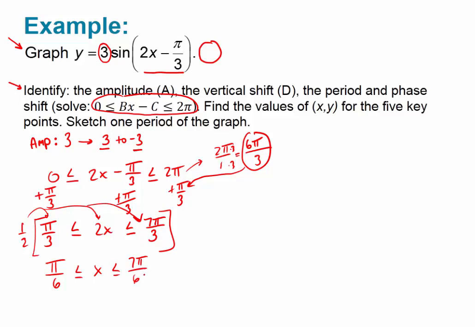So now that I've solved for x, this tells me that on my graph, I'm starting my graph at pi over 6 because it's been shifted to the right a little bit. And I'm ending my graph at 7 pi over 6. Now what I need to do is find my 5 critical points here, 5 key points.